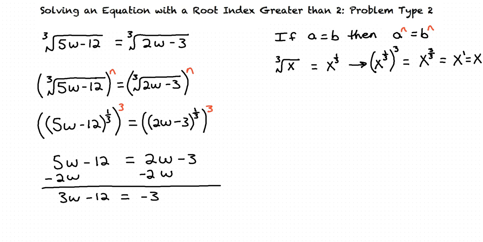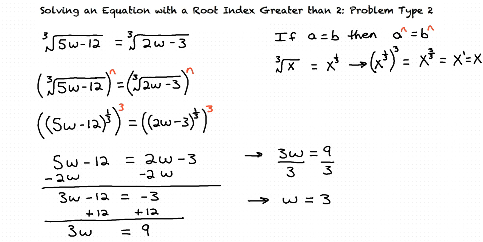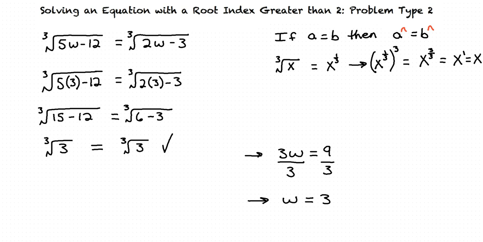Now that we have w on one side, we need to eliminate any other terms on that side. We do this by adding 12 to both sides of the equation. This results in 3w equals 9. Our final step is to divide by the coefficient of w, which is 3. And our answer is w equals 3. We can check our answer by substituting 3 for w in the original equation. After simplifying the terms under the radicals, we can see that our answer is correct.